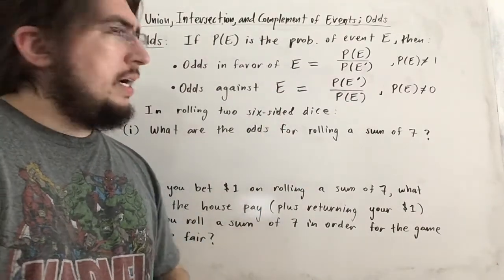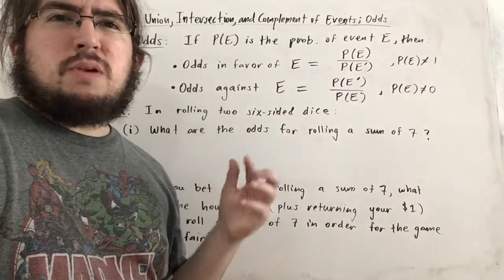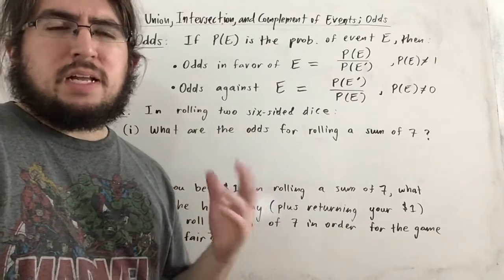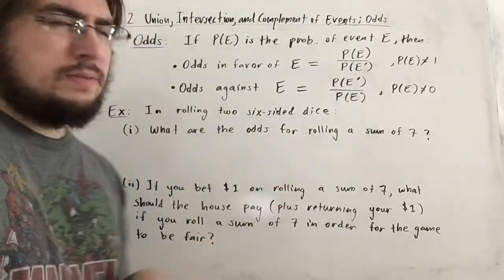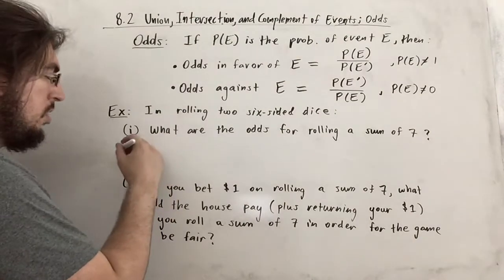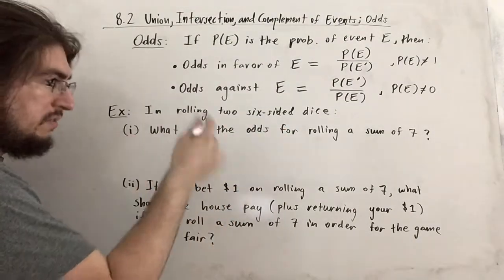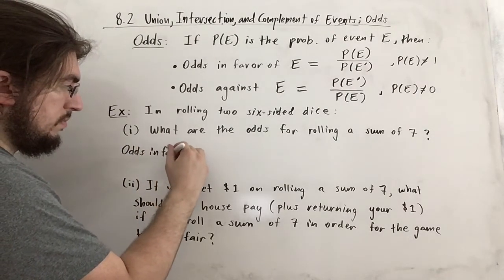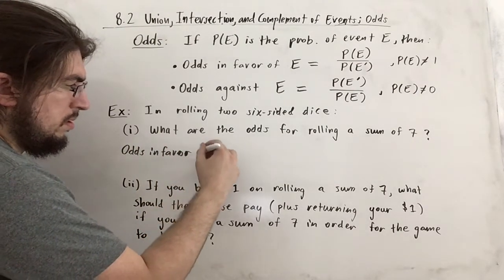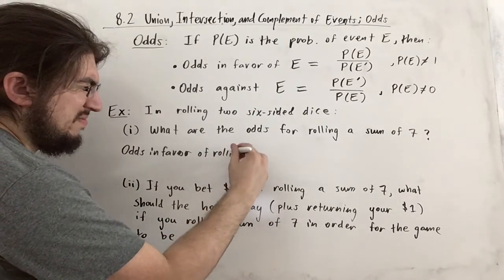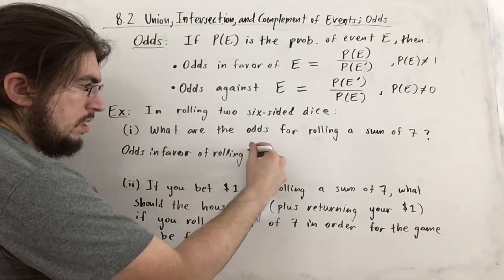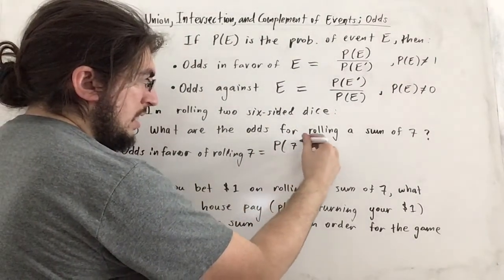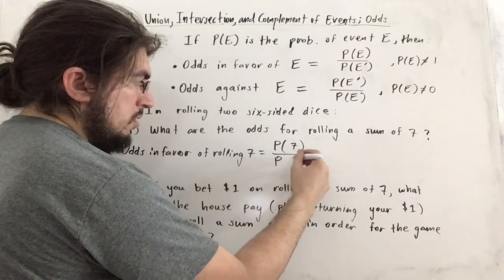By the way, you can write odds, normally we write it as a ratio. Instead of writing it in fraction form, we write it in ratio form, which is like, I guess, colon notation, but I'll get to that shortly. So notice that the odds in favor of rolling a 7, let me write it, odds in favor of rolling 7 is just the probability that you roll a 7 over the probability that you don't roll a 7.